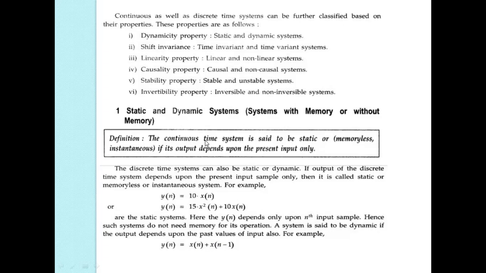A static system is a memoryless system. There is no need to store data because it depends upon the present input sample only. It need not have any memory for its operation. But a dynamic system's output depends upon the past values of the input also. For example, y of n is equal to x of n plus x of n minus 1. It needs a memory.